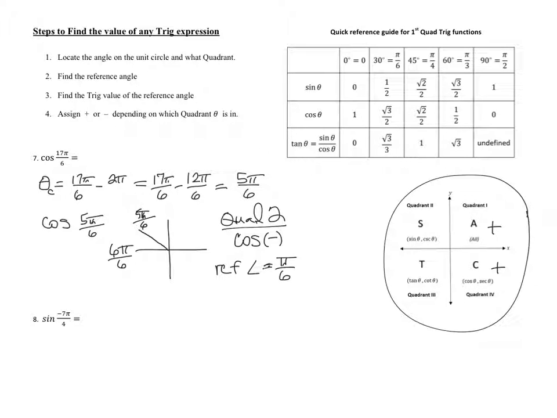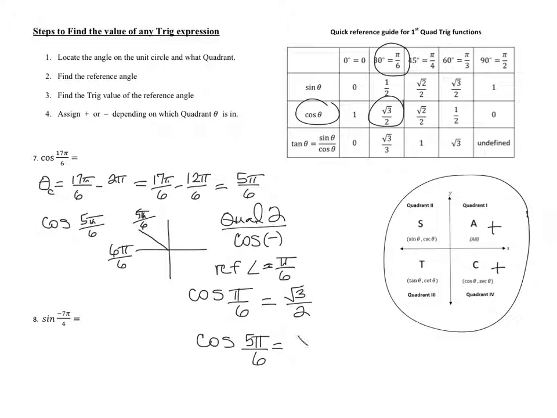All right, let's find the cosine of pi over 6. And let's check our chart up here, pi over 6. And the cosine is square root of 3 over 2. So our numerical value is square root of 3 over 2. So we know that the cosine of 5 pi over 6 is also square root of 3 over 2 in magnitude. But remember, in quadrant 2, cosine is negative, so it's negative square root of 3 over 2. And here's our answer.